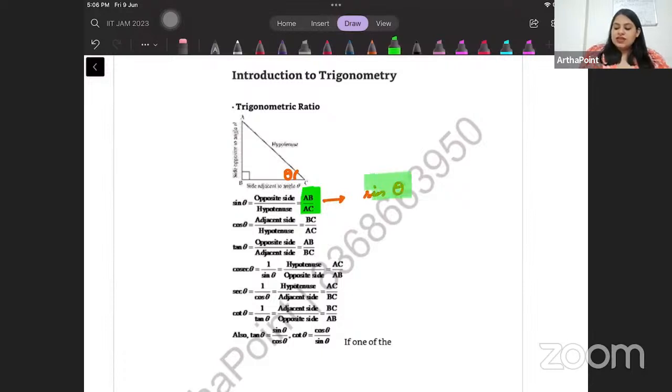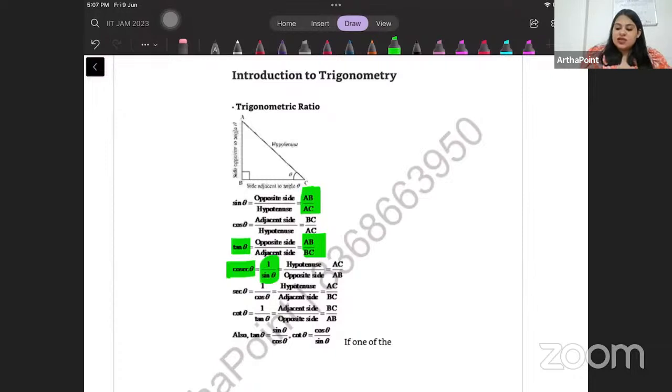Then the next thing that you have is called cos theta. Cos theta is base by hypotenuse. So the adjacent side to the angle, adjacent side by hypotenuse, that is cos theta. So BC by AC is cos theta. Then we have tan theta. Tan theta will be perpendicular by base. So opposite side by adjacent side will be tan theta. So AB by BC will be tan theta. Next, beta, we want to talk about cosec theta. Cosec theta is 1 by sine theta.